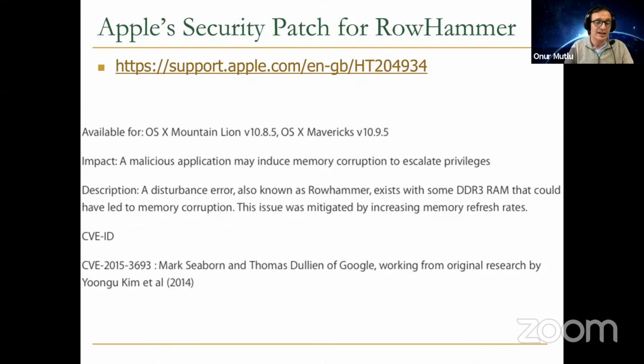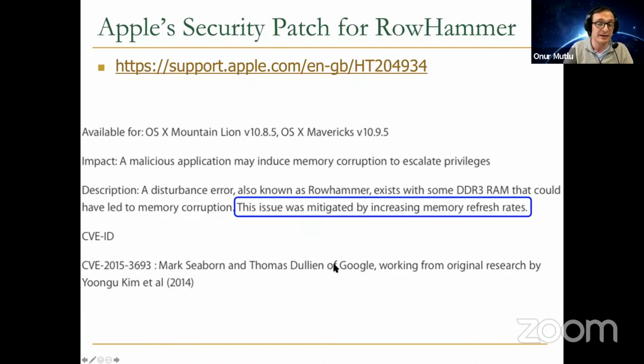So industry solved this problem by increasing the refresh rates. This is Apple's security patch. As you can see, they said a disturbance error, also known as RowHammer, exists in some DDR RAM that have led to memory corruption. This issue was mitigated by increasing memory refresh rates. They didn't tell exactly how much, but I believe it's about 2x. This means that your memory is doing 2x refresh right now, which is bad because it's consuming power. So the cell phone is consuming power even when it's turned off right now, basically.